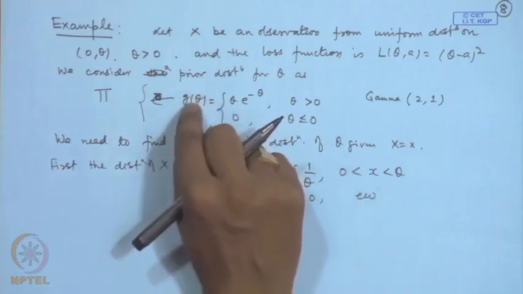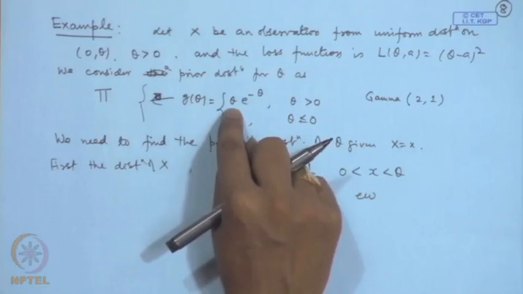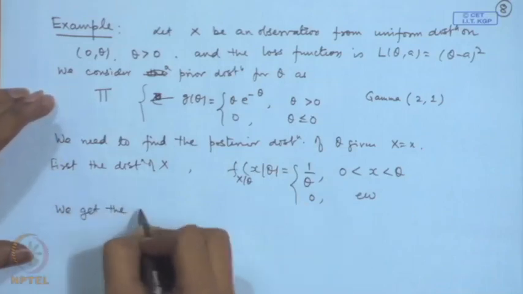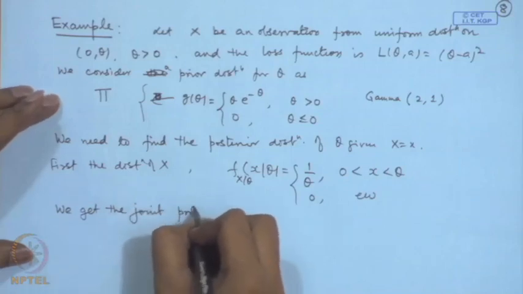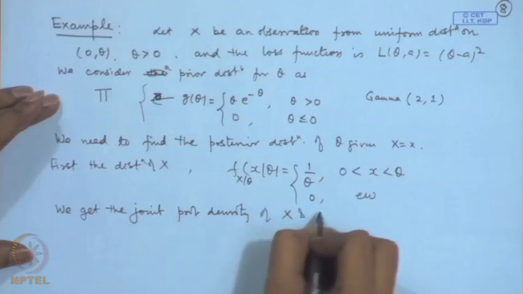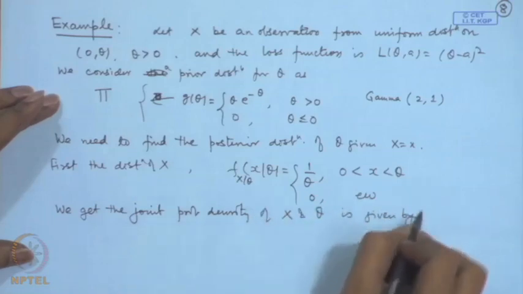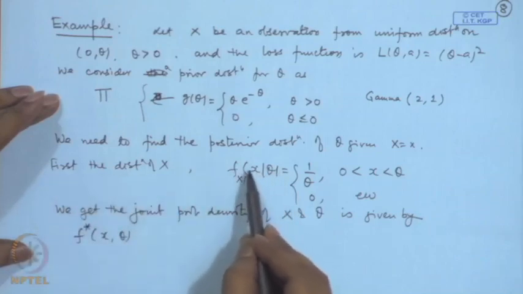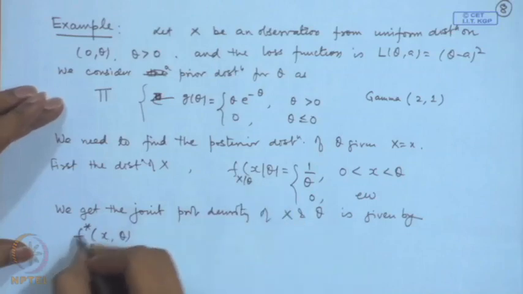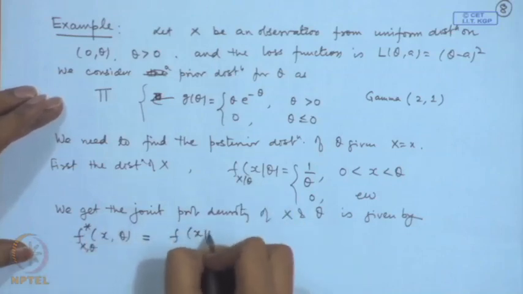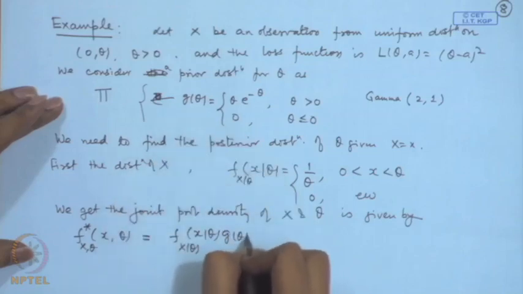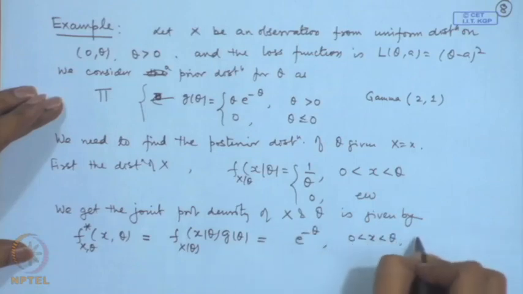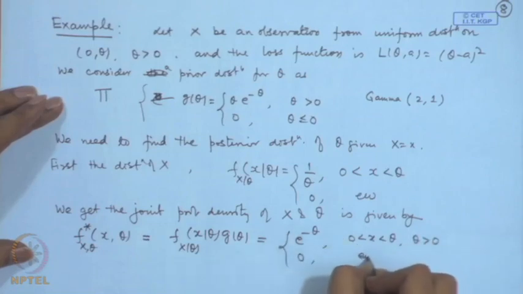Now, we have a conditional distribution and we have a distribution of theta, which we can consider as a marginal distribution of theta. So, using this we can write the joint probability density of x and theta. I will use the notation f star, because f I am using for the marginal. So, for the joint I will use f star. This is nothing but f of x given theta times g of theta. So, that is equal to e to the power minus theta for 0 less than x less than theta, theta greater than 0, and it is equal to 0 elsewhere.